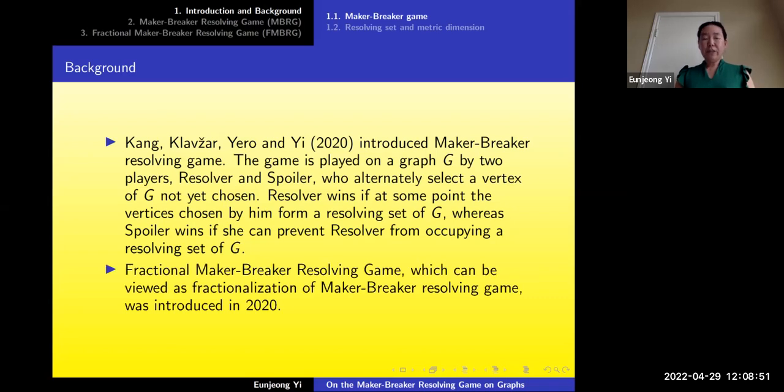And the fractionalization version was introduced actually toward the same year later. Next.